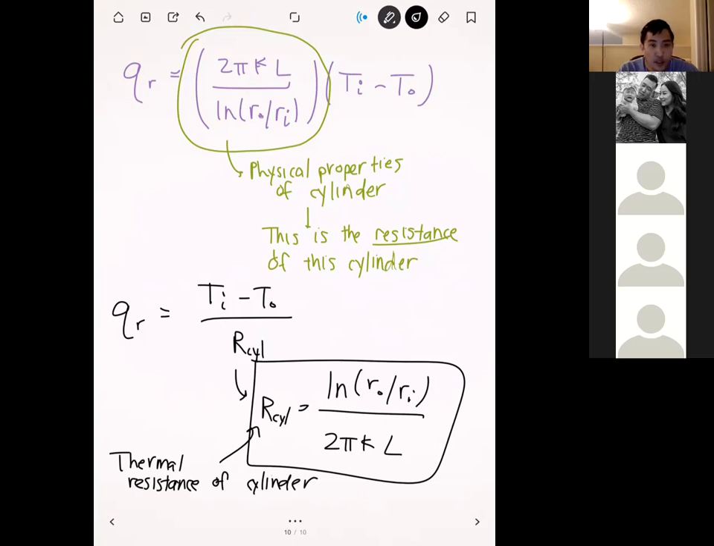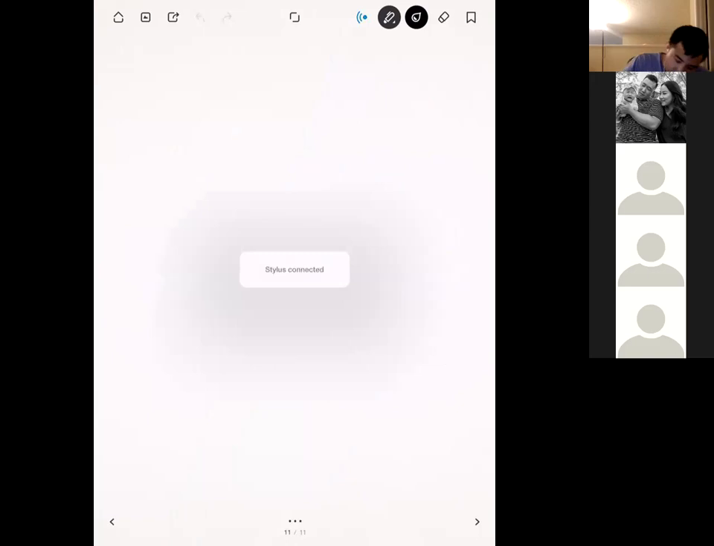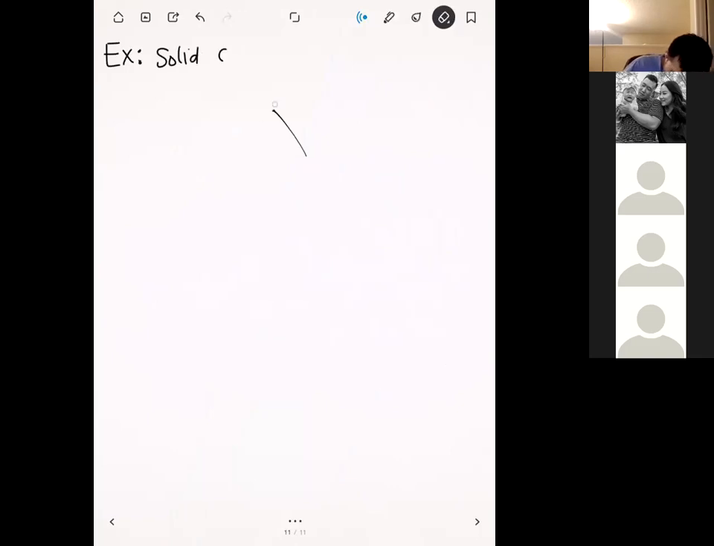Okay, so let's do another example with the heat equation, but this time let's do a solid cylinder. Oh, question in the chat. Using it as asbestos. Okay.